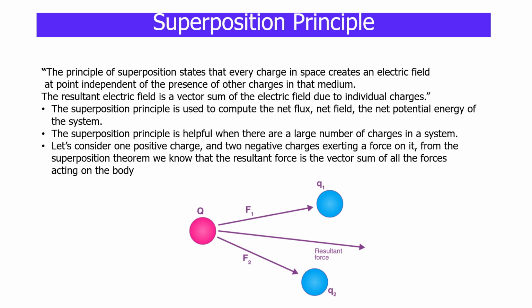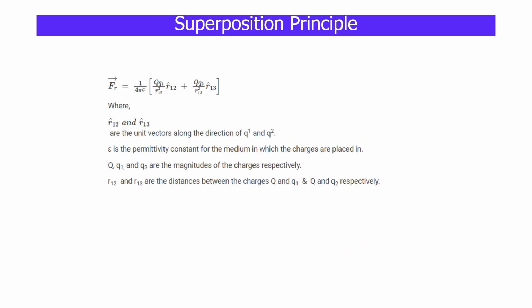The superposition principle is helpful even when there are a large number of charges in a system. So let us consider one positive charge and two negative charges exerting a force on it. From the superposition theorem, we know that the resultant force is the vector sum of all the forces acting on the body. So this is the direction of the resultant force.